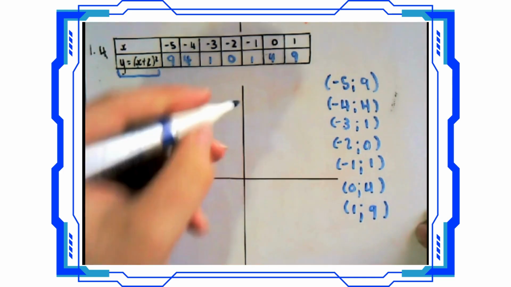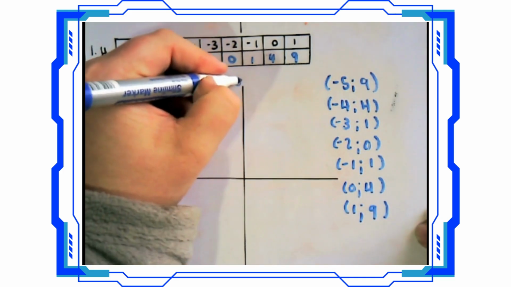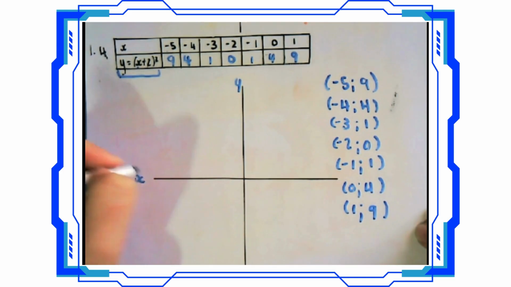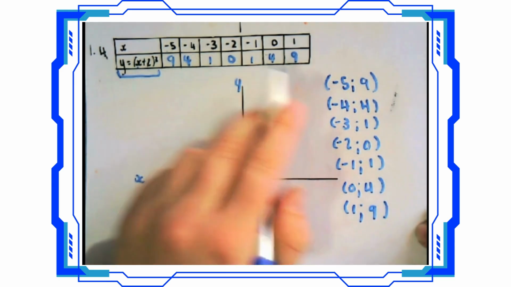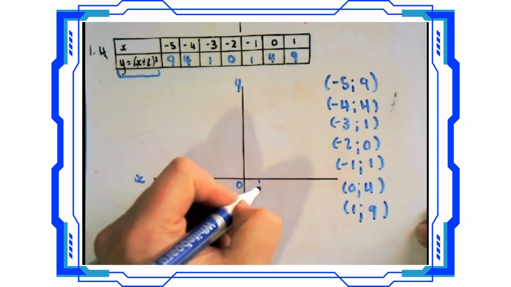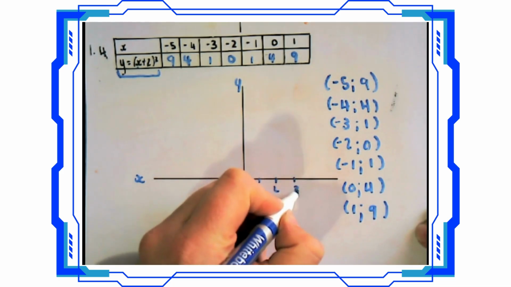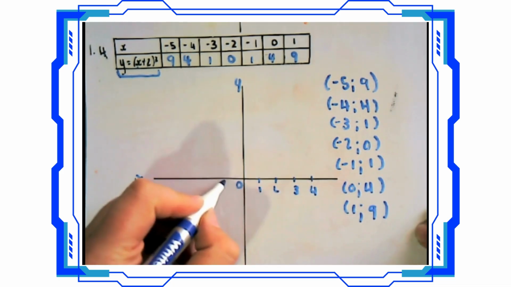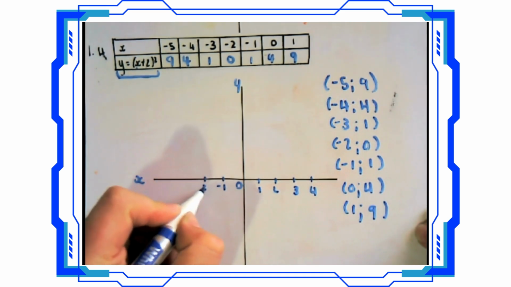Now I can start. Then I draw my y-axis, I label it. Draw my x-axis, I label it. The point where they come together is 0. When I look at my x values, they follow one another. 1, 2, 3, 4, 5.